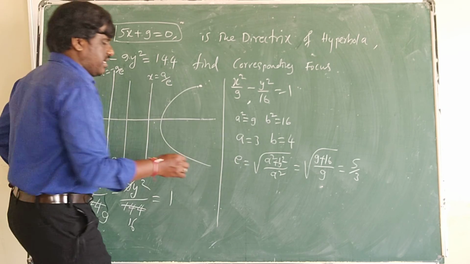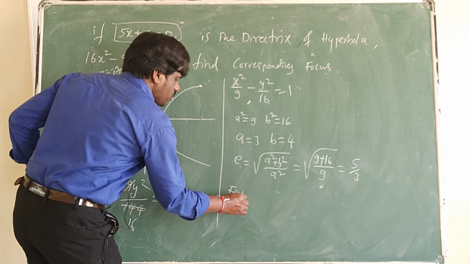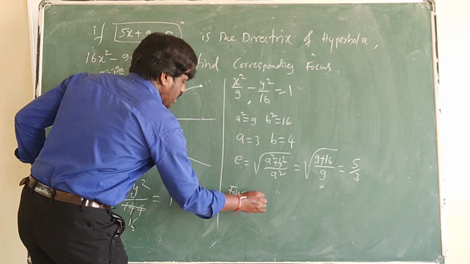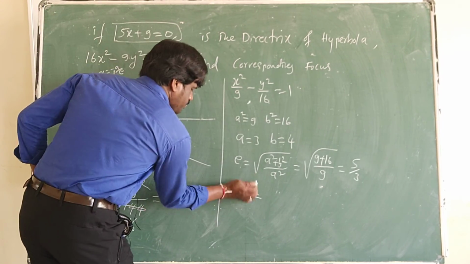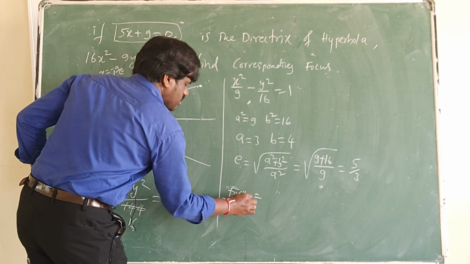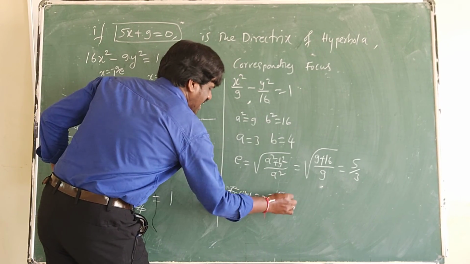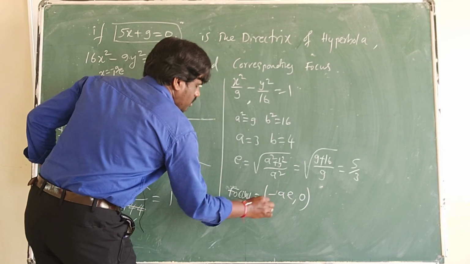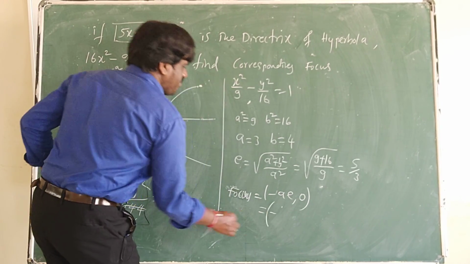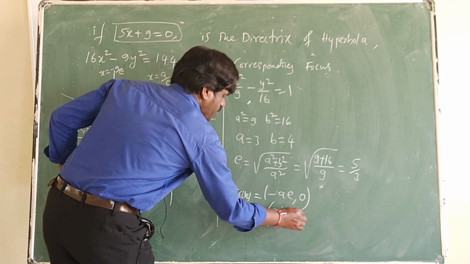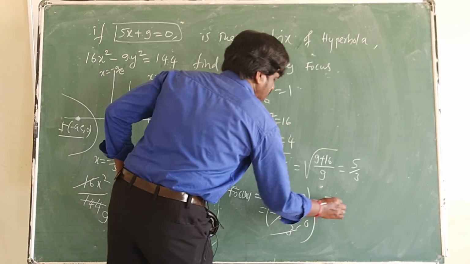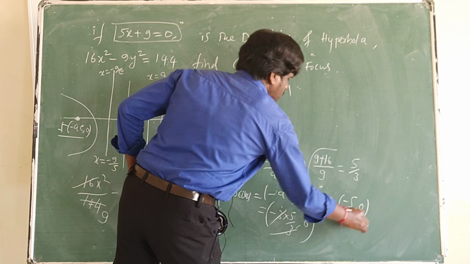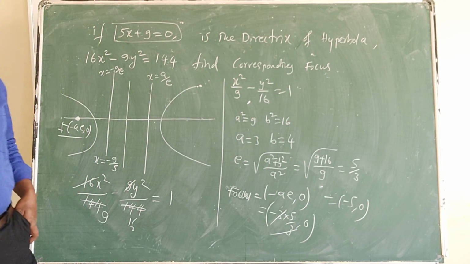So the focus is how much here? Focus is equal to minus AE comma 0. So minus A value 3, E value 5 by 3, comma 0. So 3 cancels, and the answer is minus 5 comma 0. So these are all JEE questions.